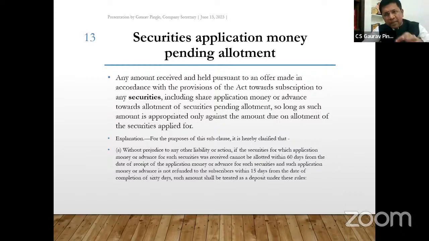It may happen that you have accepted money in the month of February or March and it is not allotted as on 31st of March. And as on 31st of March, it is still reflecting as share application money pending allotment. Then only the provisions of reporting will be applicable. If allotment is already made, then the question of this particular clause will not apply. So this is a very crucial aspect in the case of share application money pending allotment.